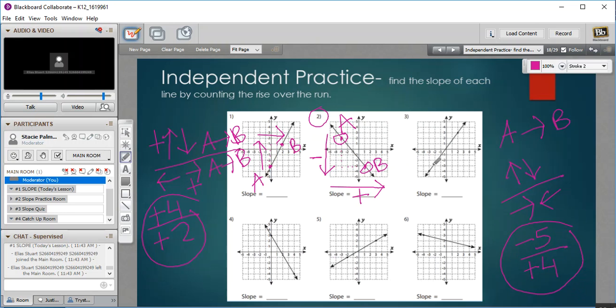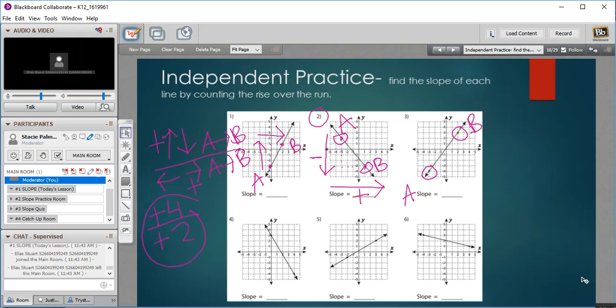Let's try another one. We've got this point right here, and we've got this point right here. We'll say this is point A, this is point B. Remember, when you count the rise over the run, you do how many you're going to move up or down first. If you move up, it's going to be positive. And then you have to figure out how many you move to the right or to the left. If it's right, it's going to be positive.